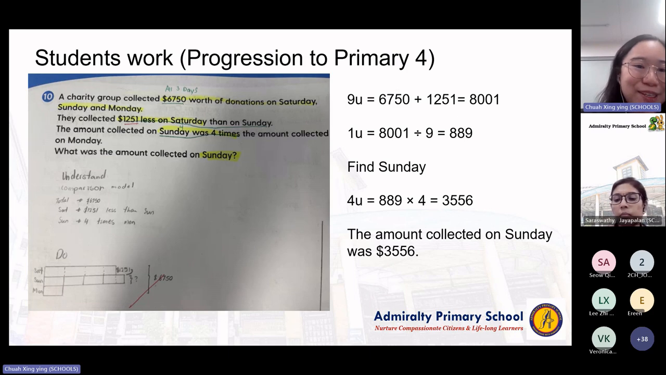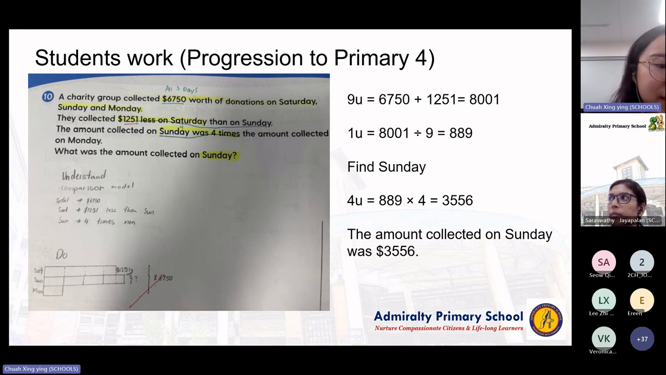I'm aware of the time, so I'm just going to read you the question so that we are all aware here. Sometimes model drawing does not mean that whatever is in the bar is what they need to find. Sometimes they will need to make a reference to the size as well. So in this case, Saturday and Sunday, when they draw the model, Sunday's model is actually 4 times, which is 4 units, and Monday will have 1 unit.